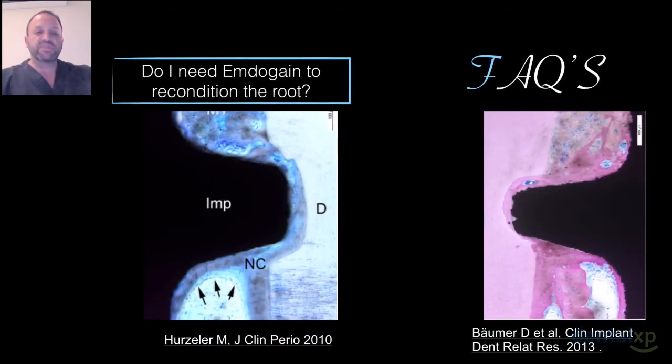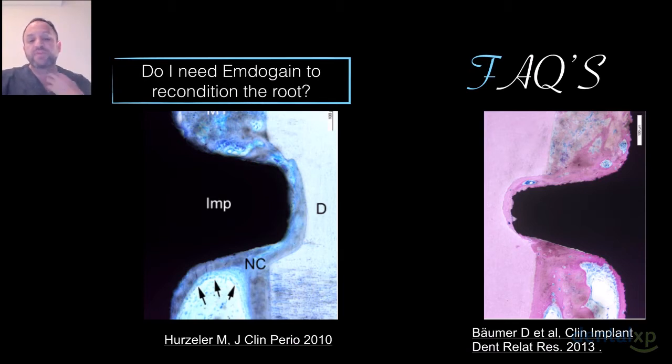The next question that comes is, do I need Emdogain? And the reason for that is that Markus Hürzeler, in his original study, used Emdogain against the root before they put the implant in. And basically what happened when they used the Emdogain, as you can see from the micrograph, the NC means new cementum. So what happened was they actually formed cementum between the implant and the dentine of the root. So there was cementum formation, there was actually fiber formation, etc. That occurred there. So what they did have is they had this new cementum, but they didn't get bone.